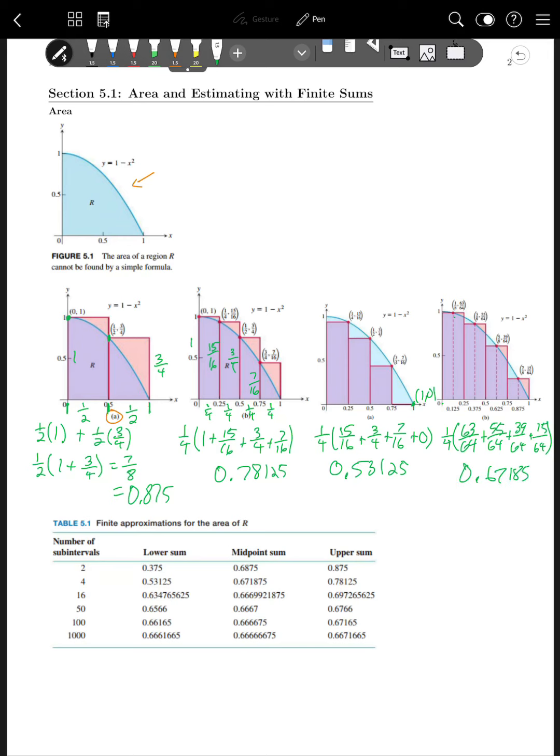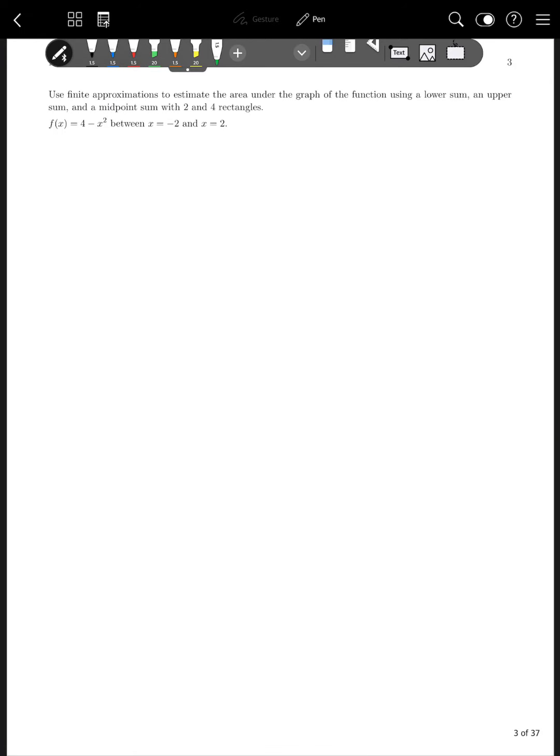The next region's midpoint is at 0.375. The height at that point is 55/64. At 5/8, the midpoint of the next region, it's 39/64. And for the last region, the height is taken at 7/8, which is 15/64. And when we multiply that all out, we get 0.67185.